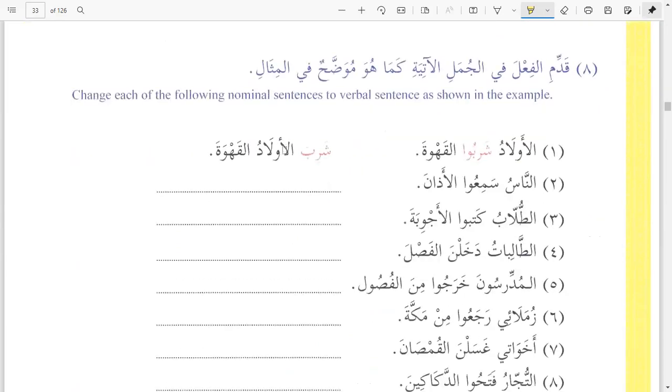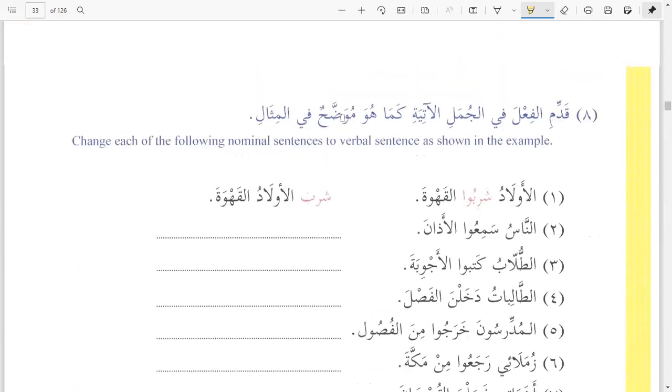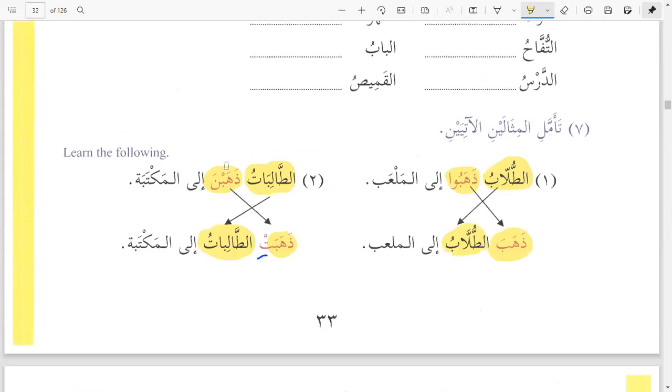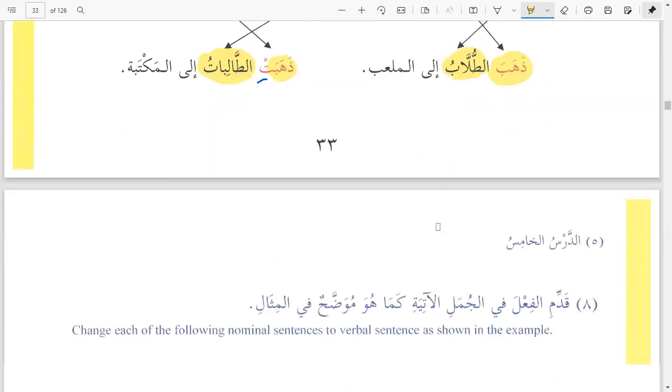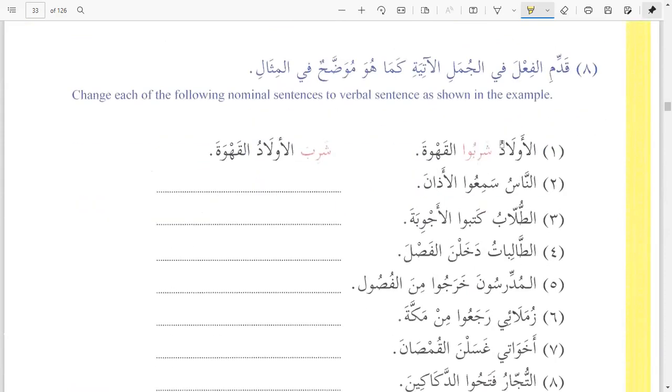And next we have to change each of the following nominal sentences to verbal sentences as shown in the example. Just now we have learned about this one, and now we will practice here. These are the nominal sentences. Al-awladu sharibul qahwata. The children drank the coffee. So this is a nominal sentence. We have to change it into a verbal sentence.